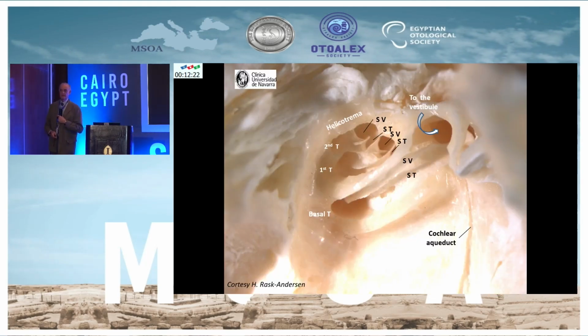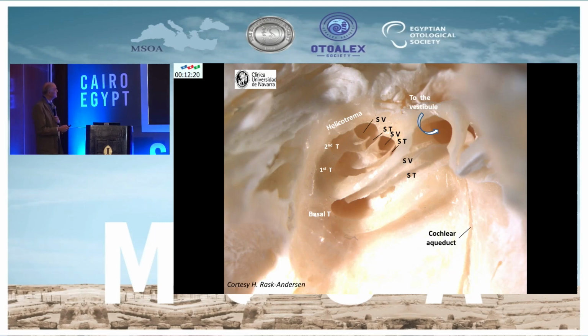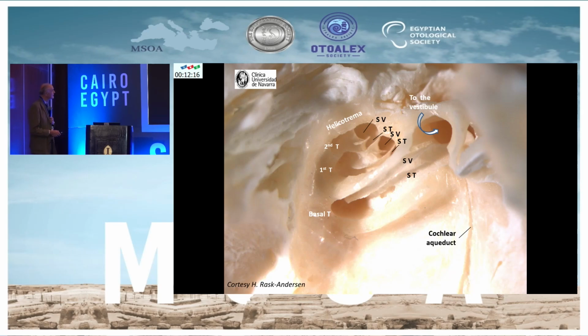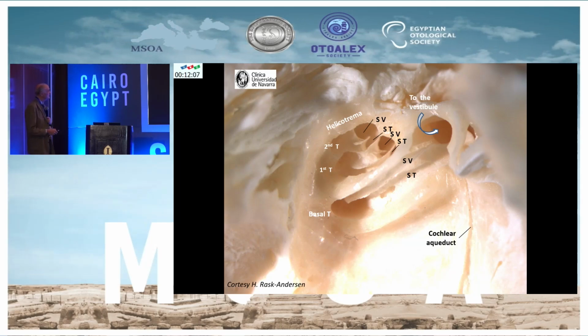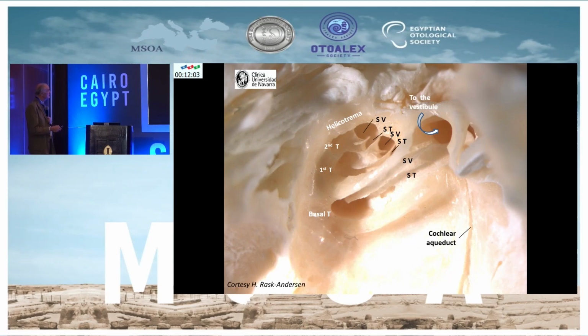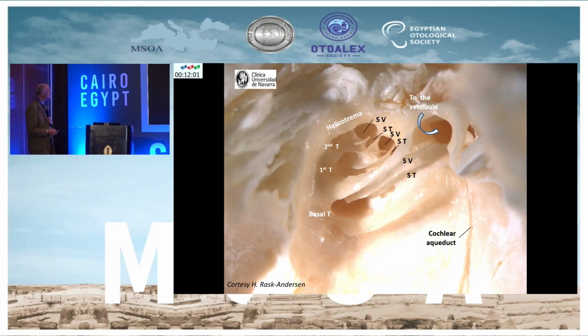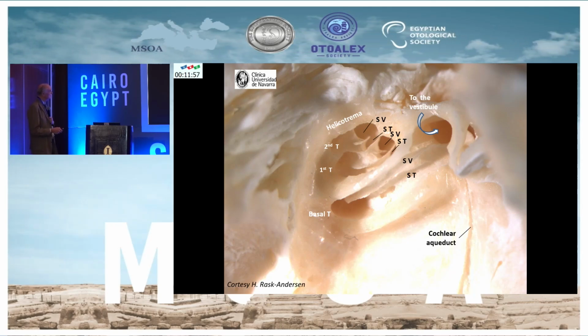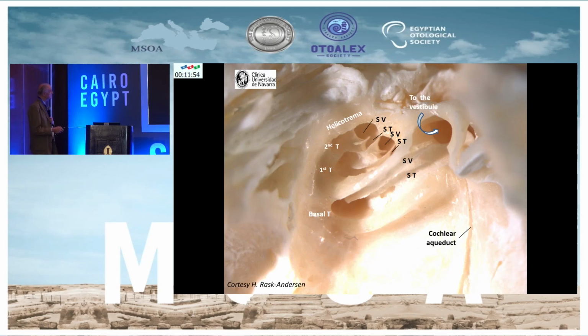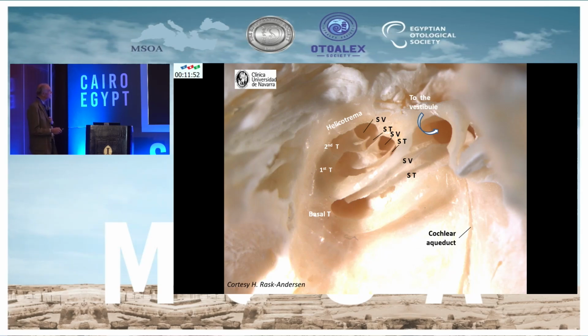Now we pay attention to the dissection of the cochlea. So we remove the lateral wall of the cochlea, and again you can see here the basal turn, the first and second turn, the modiolus, the helicotrema, where the scala tympani communicates with the scala vestibuli at that point, and the lamina spiralis that splits the scala vestibuli from the scala tympani.